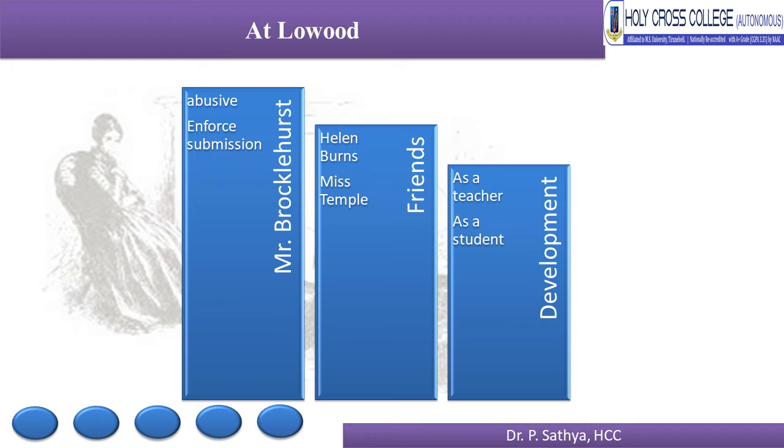Next, Jane's friends at Lowood are two. The first one is Helen Burns, but unfortunately, she dies because of consumption. And the next one is her teacher, Miss Temple, who is loving and caring, but she also leaves her after her wedding. So at Lowood, the development of Jane Eyre is that at first she is successful as a student, and finally she becomes a teacher at the Lowood school.